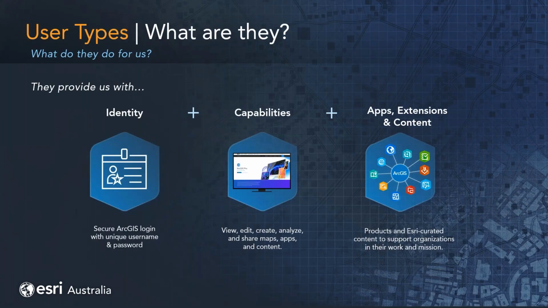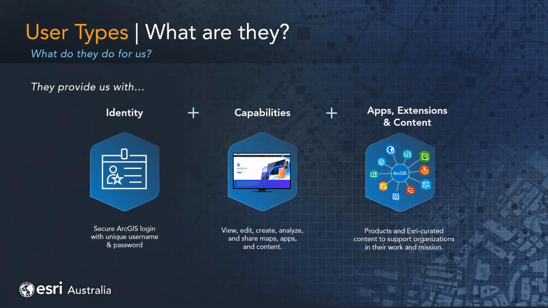What are user types? What do they do for us, and why do we use them? User types provide a simple way to securely access the capabilities of ArcGIS from anywhere on any device through 3 key components. Firstly is your identity. This is your secure ArcGIS login with a unique username and password. And then second are your capabilities. User types provide role-based access to capabilities, apps, and content that equip users with all the necessary tools for interactive collaboration, mapping, and analysis. And finally, apps, extensions, and content.